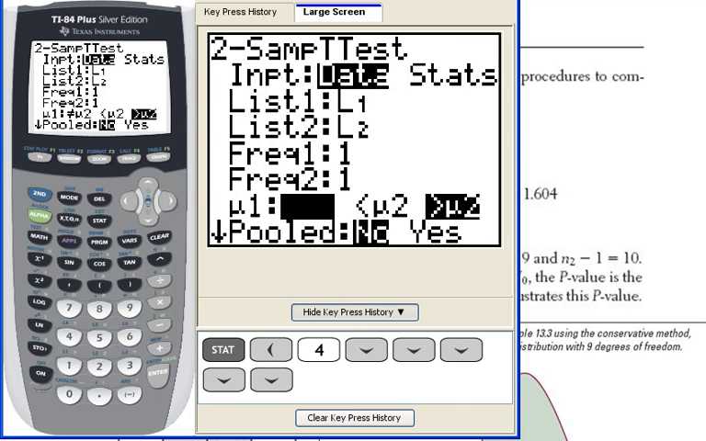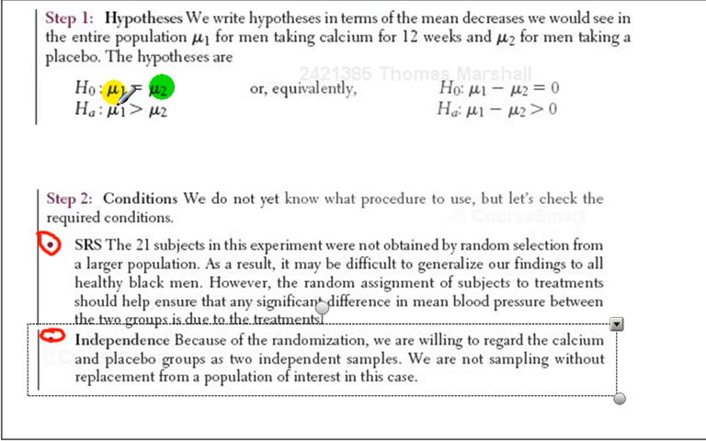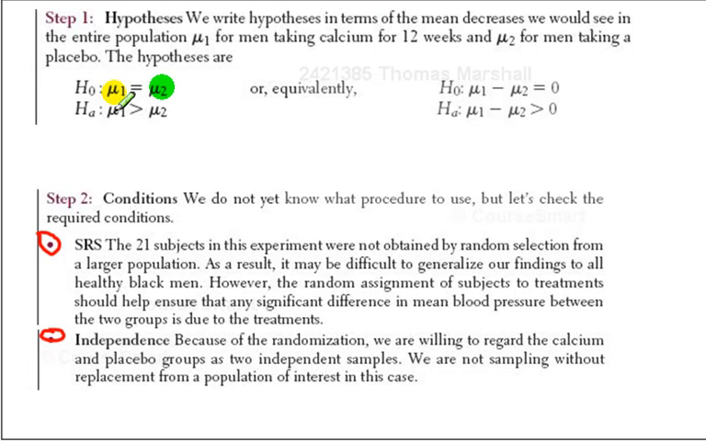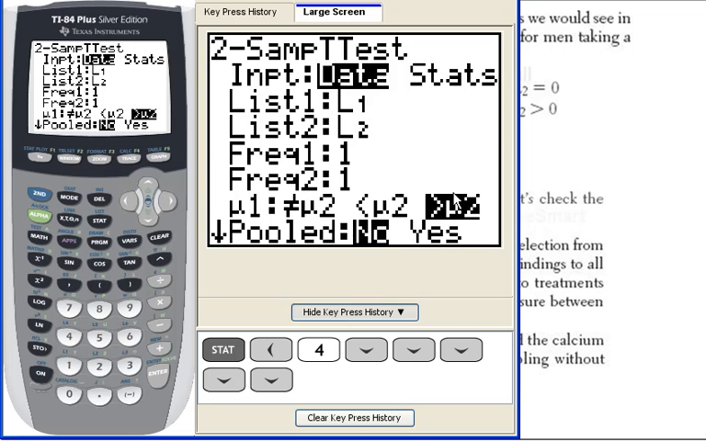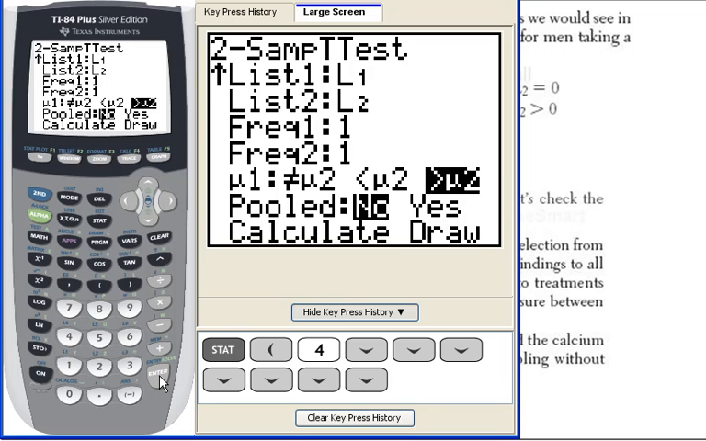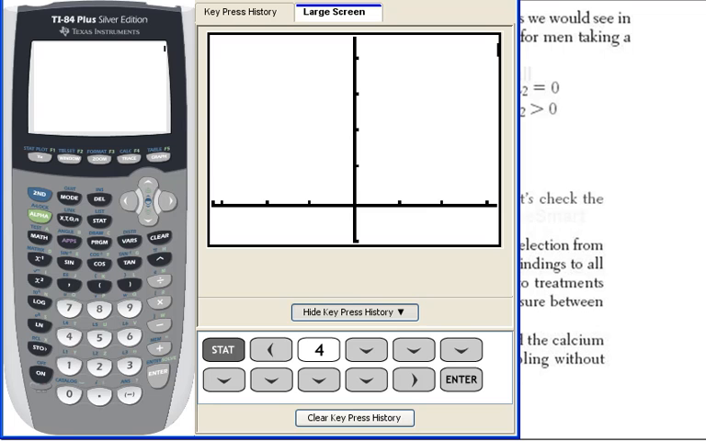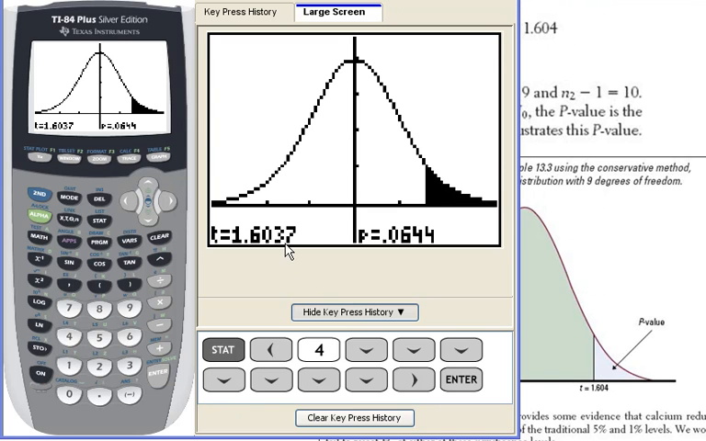Now, from step 1 of the problem, my alternative hypothesis was that mu1 is greater than mu2. So that's what I'm going to use on the calculator. And I'm not going to pool my data. We're not even going to talk about it, so there's one less thing to worry about. And let's draw first. And notice I get a t-statistic of 1.6037 and a p-value of 0.0644.